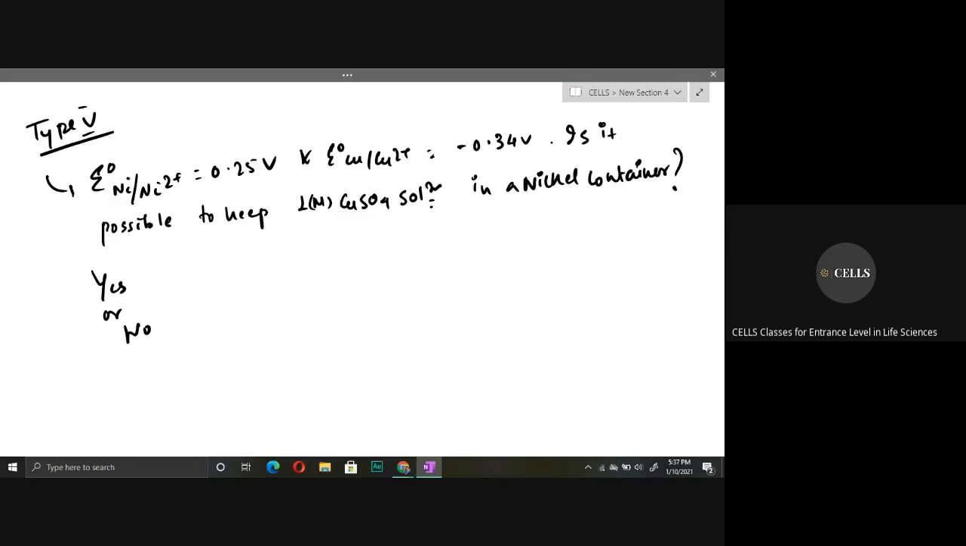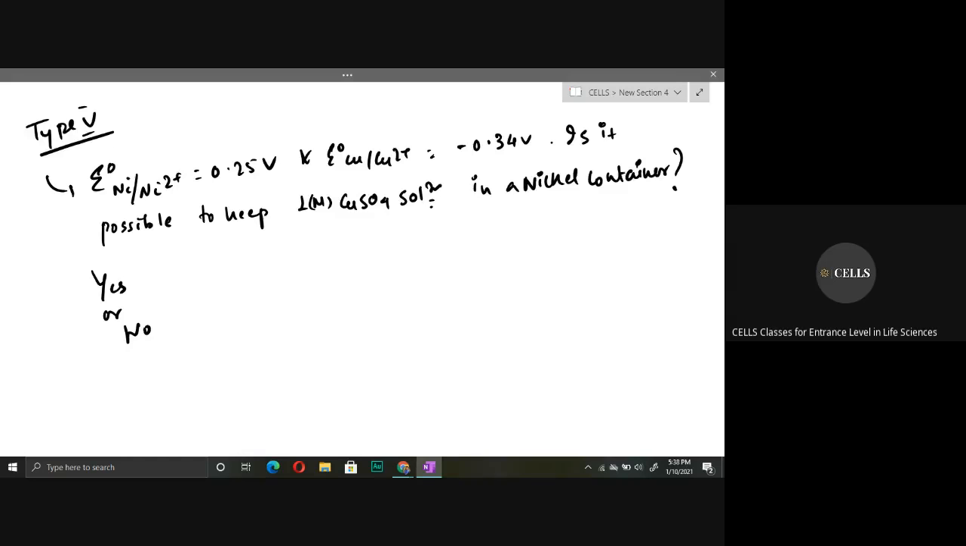See, this is a question. Reaction, is it possible to keep? If it's possible to keep, it means there should not be any reaction. There should not be any spontaneous reaction. If there is a spontaneous reaction, it is not possible to keep. Now, just correlate the spontaneity of the reaction with the EMF or the E cell value. Then you will get it.